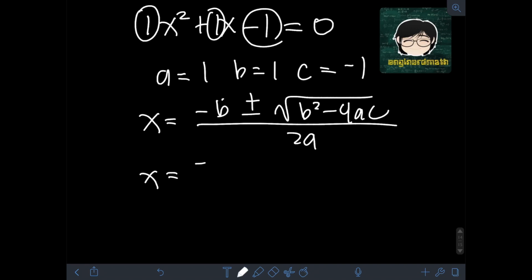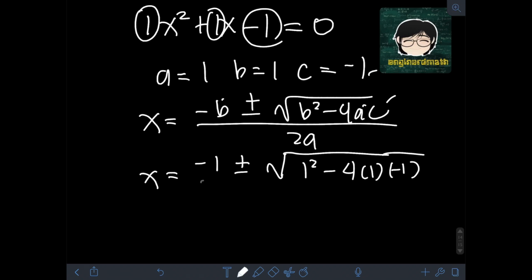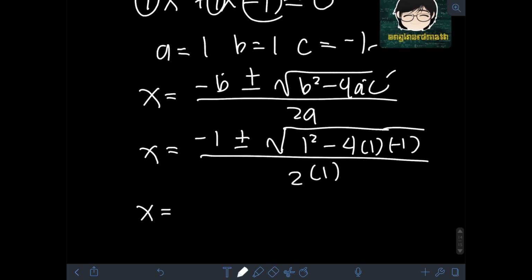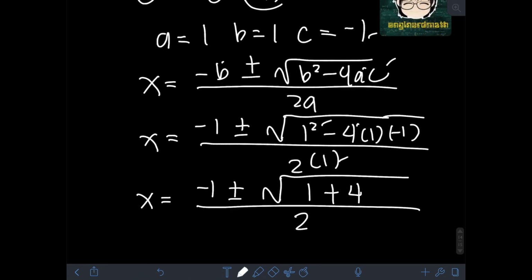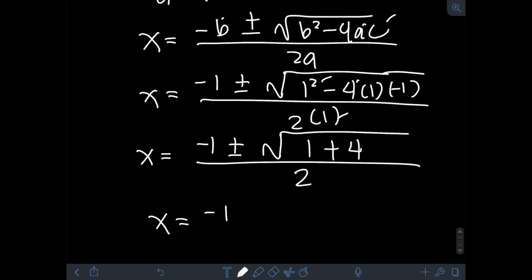So we have negative b, which is 1, plus minus square root of b squared. So 1 squared minus 4 times a, which is 1, times c, which is negative 1, divided by 2 times a, which is 1. Simplifying further, we have x is equal to negative 1 plus minus square root of 1 squared is 1, minus 4 times 1 times negative 1 is positive 4, divided by 2 times 1 or 2. x is equal to negative 1 plus minus square root of 1 plus 4 or 5, divided by 2.